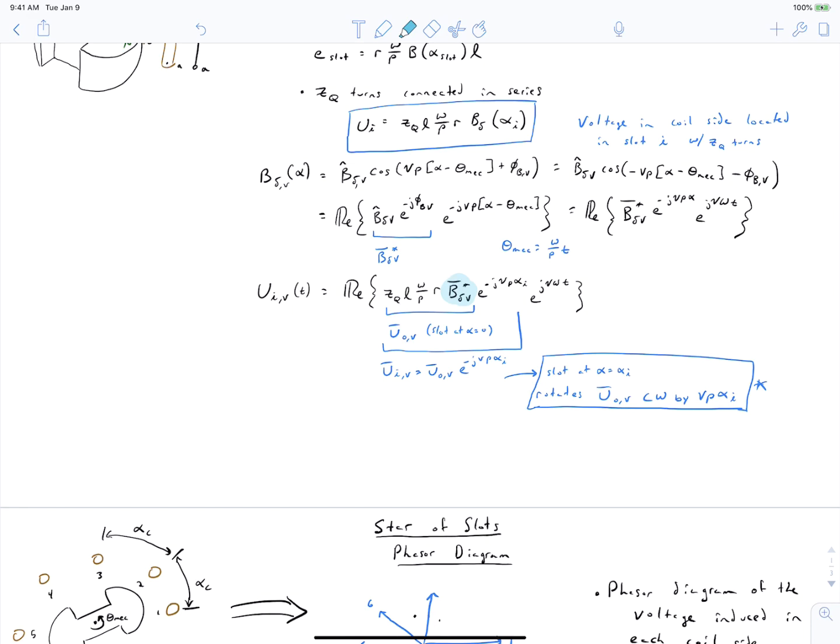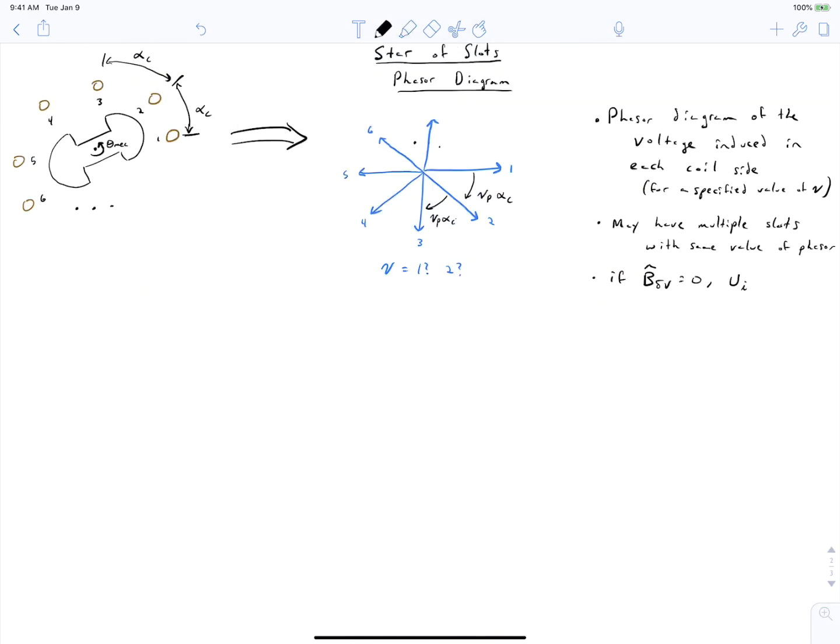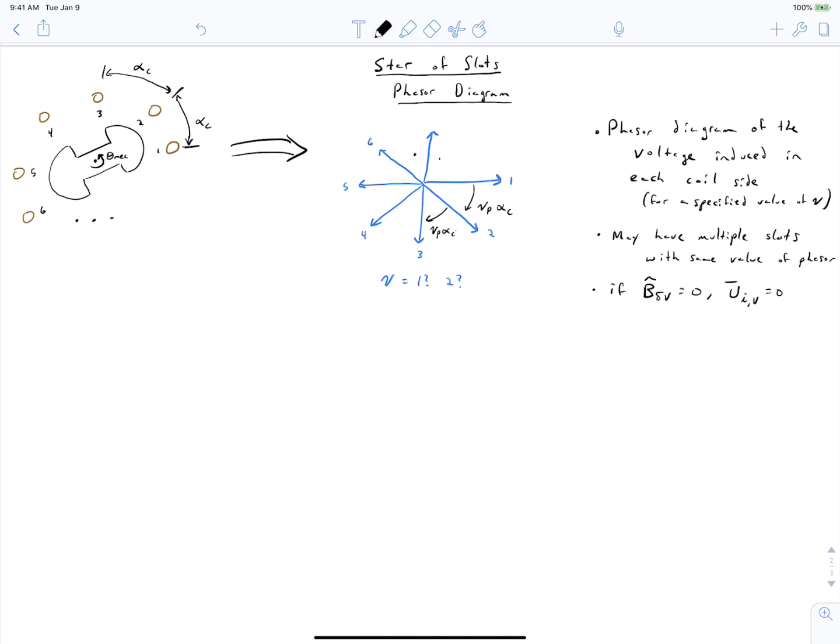Our magnetic field, if it's a pure sinusoid, will only have B delta 1, whereas if our magnetic field is a trapezoidal or a square shape, we may only have B delta when V is odd. And if that happens, that we're missing a harmonic from our magnetic field, then we simply won't have that voltage induced. The star of slots will not exist at that frequency.